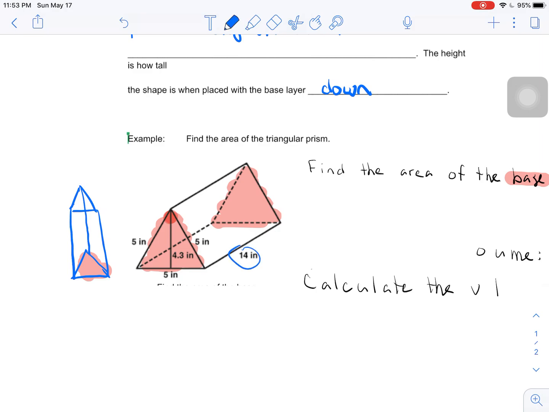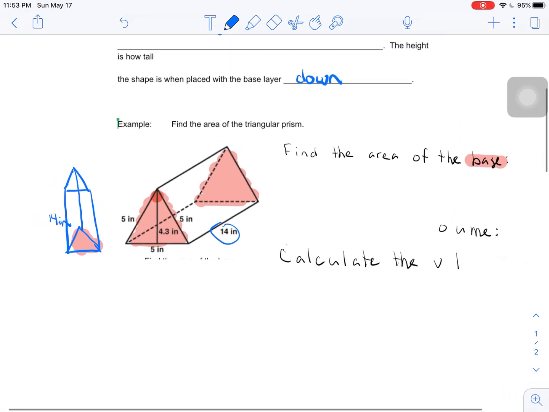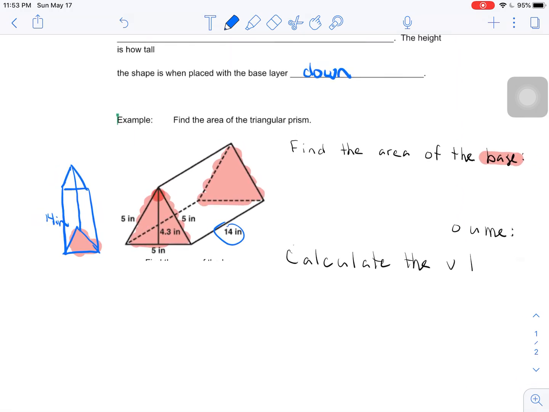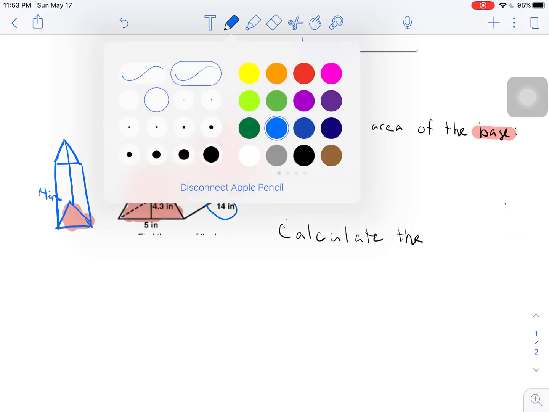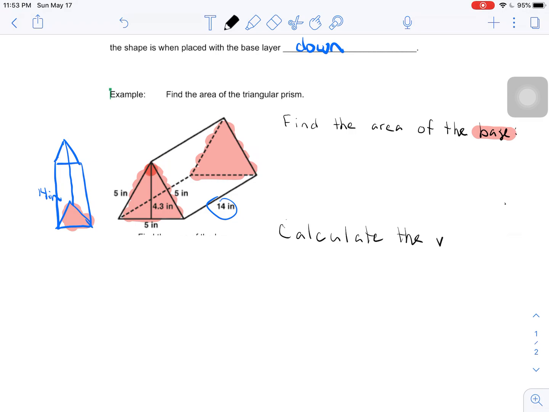So if it was stood up, not a perfect drawing, but you get the idea, it should actually look like that. So the base layer should actually be resting down on the bottom here, which means that this 14 inches is actually the height of the prism. So you have to be careful, because sometimes your prism might be laying down on its side like this one is. So the base layer is always going to be one of those two parallel congruent sides. In this case, our base layer is actually this red triangle. So we need to find the area of the base layer. And wow, this writing went kind of topsy-turvy, didn't it? We will fix that really quickly for when we get to that step.